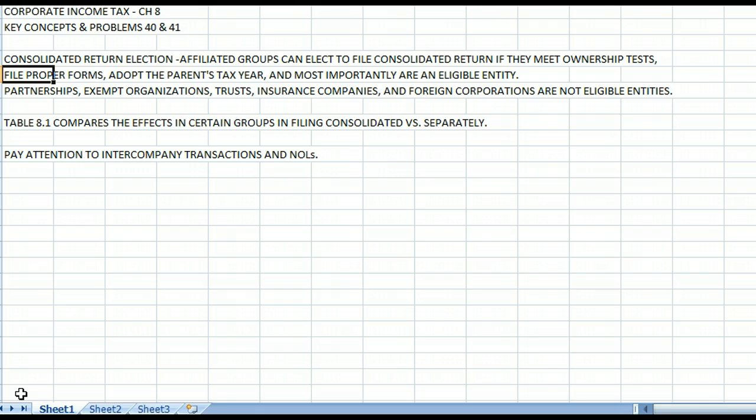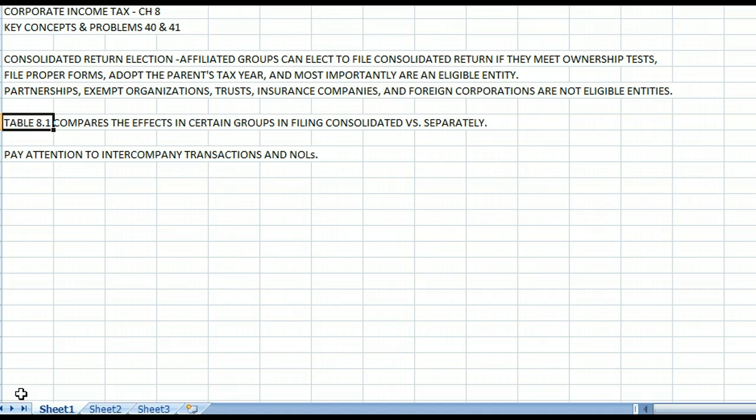I did want to take the time to point out to you that partnerships, exempt organizations, trusts, insurance companies, and foreign corporations are not eligible entities. Typically, your regular corporation is an eligible entity to file as part of a consolidated group. One of the companies I used to work for, we had an insurance company in our group, and they could not file consolidated with us, but all the other entities did together, and we had to file a separate tax return for the insurance company. So there are ineligible entities.